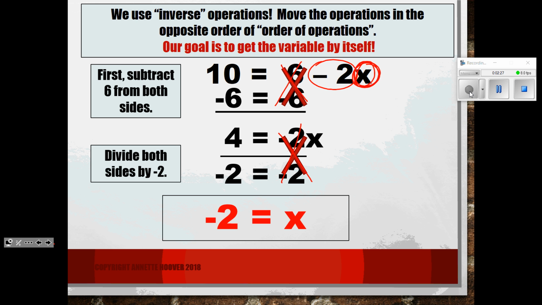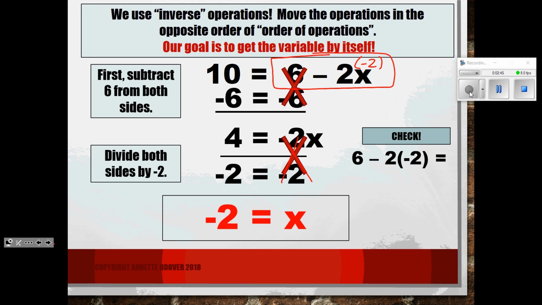Now we could check this by plugging in. We think the unknown number is negative 2, and we could plug it back into the original equation right here. We could check this side of the equation, the right side. Now, since we're not doing inverse operations, now we have to follow order of operations, and we would do the multiplication first. So negative 2 times negative 2 is a positive 4, and 6 plus 4 is 10, so it checks.